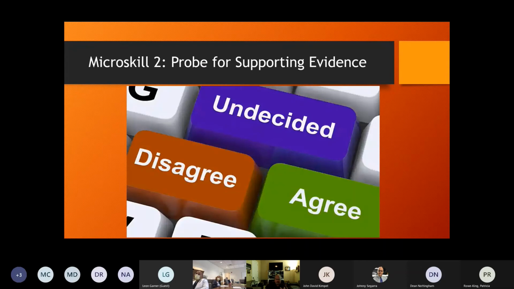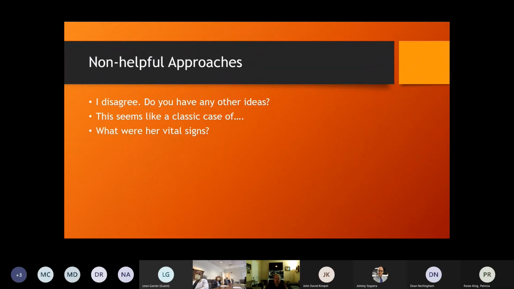Microskill 2 is probe for supporting evidence. Once they make the commitment, ask them how they came up with that idea, why they think that. Why do you think this is CHF? Why do you think this is COPD? Why do you think it's pneumonia? What things did you find that are going to let you come up with this?